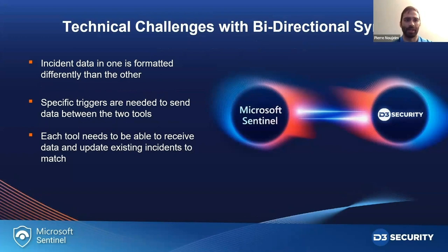The second one is that specific triggers are needed in order to send the data that the corresponding tool needs at the right time. So for example, when a status is updated or when a new comment is added, the tool where that change is being made has to be able to know when that change occurs and then send the relevant data over to the partner tool. And the third, which I touched on, is that each tool needs to be able to receive the data and update existing incidents in order to match. So these are the three technical challenges that our engineering team tackled.